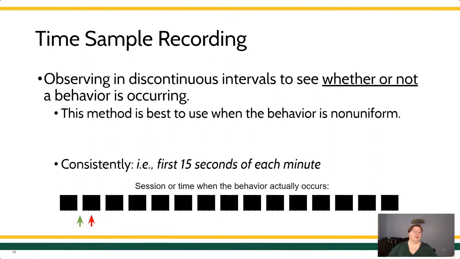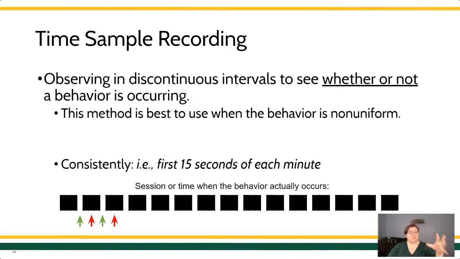But if it occurs at any other point, if it occurs from second 16 through second 59, do not score the behavior as happening. Again, score it if it occurs during that little interval when you're going to observe, but do not score it if it occurs outside of your observation window.